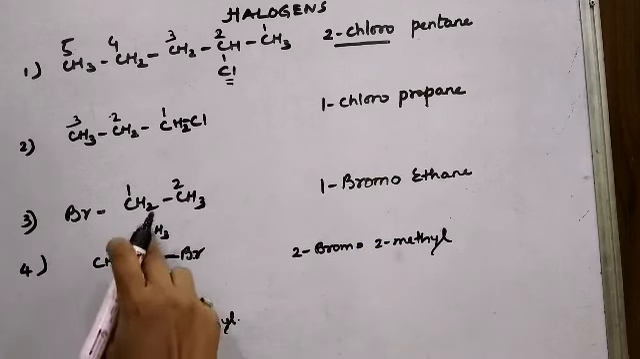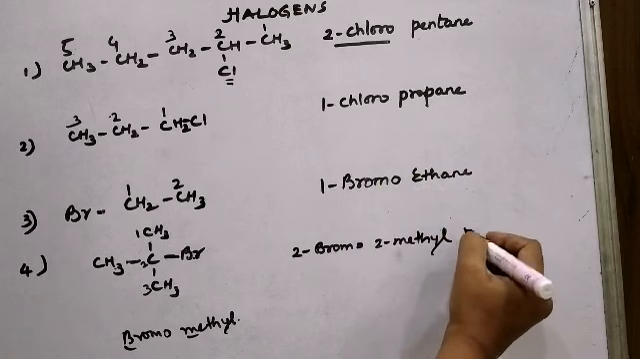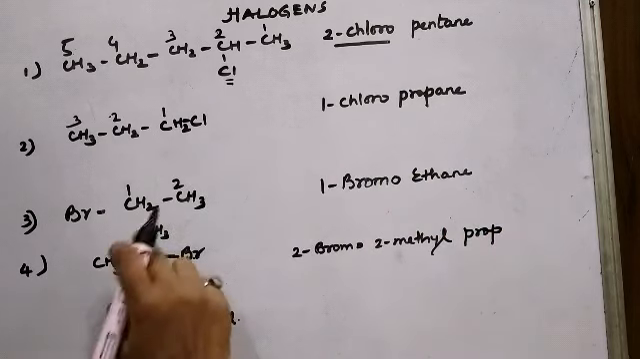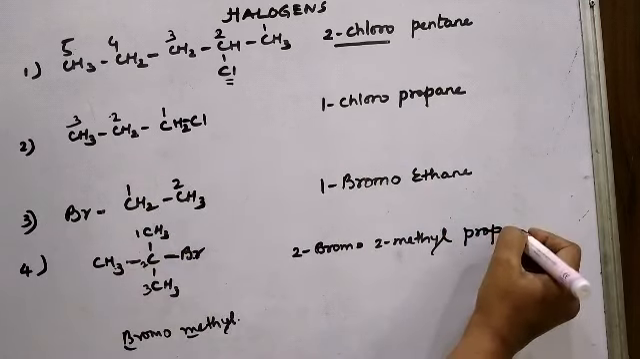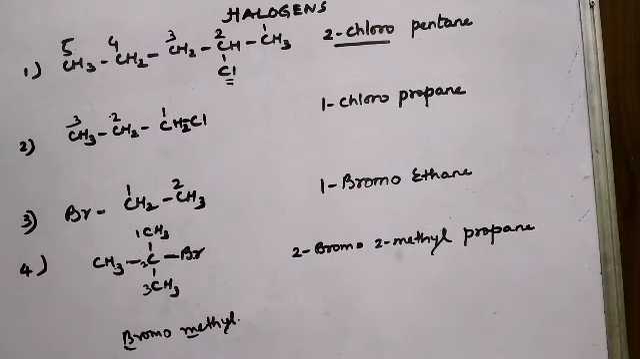and the longest chain is containing 3 carbon atoms. So your root word will be prop, and it's an alkane because we find there is a carbon to carbon single bond, therefore it will be propane. So 2 bromo, 2 methyl propane will be the IUPAC name of this compound.